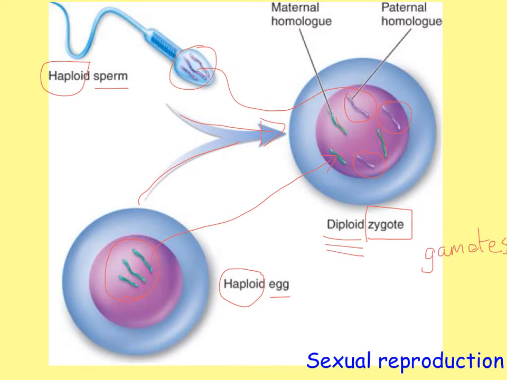To help you remember which one is which, I often think of haploid as half the number and diploid as di for double. So that means that there are 2 sets of chromosomes in the diploid zygote.